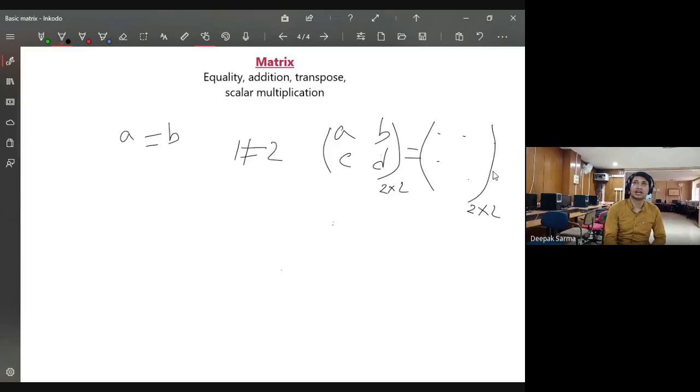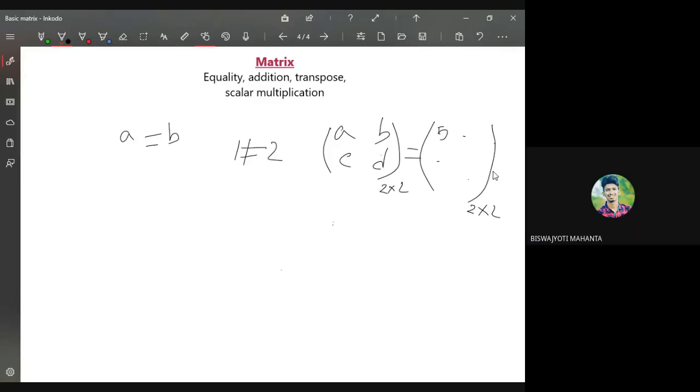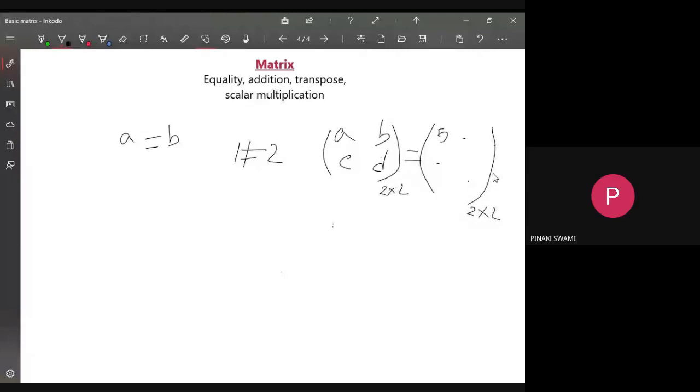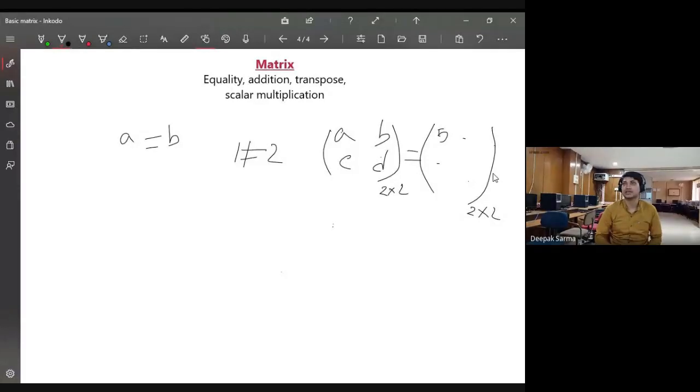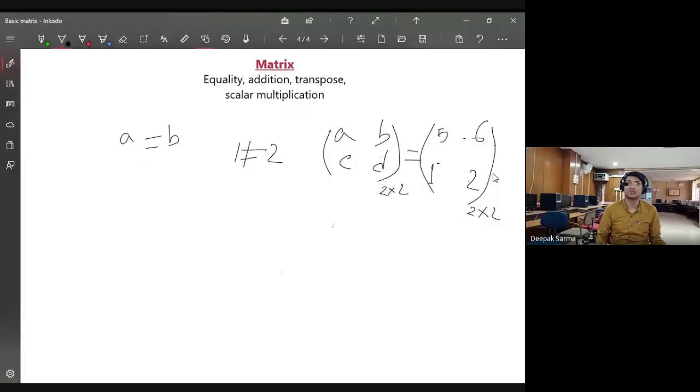So here, suppose I write 5. Then what do you mean by this? A must be equal to 5. Otherwise, they cannot be equal. If I write 6 here, then B is equal to 6. If I write 1 here, then C is equal to 1. Suppose D is equal to 2. It's simple. Two things are equal means they are identically the same.